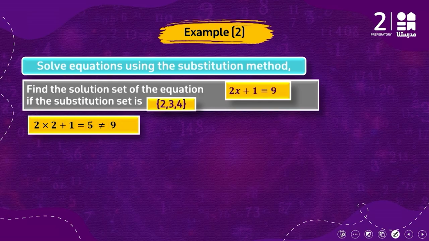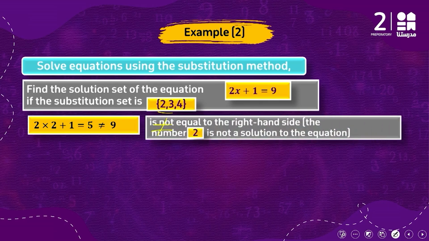So let's try, instead of x, use 2. 2 times 2 plus 1 equal to 5, and this is not equal to 9. This sign, by the way, means not equal.